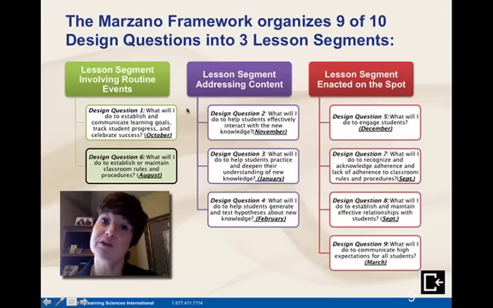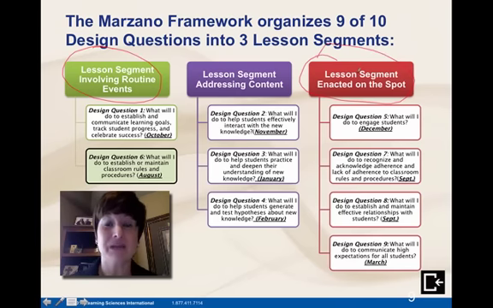So here is an overview of the map in case you couldn't find yours. So we first started spending time in the lesson segment involving routine events. We're now coming over to the far right side of the map, and these are lesson segments enacted on the spot. These are things that you still have planned. You know what you're going to do if students aren't engaged or if a student's not following one of the rules and procedures. So you plan these things and you know when to use them. So as you can see again, there's design question 7 and here's design question 8, and these are our focus for September.